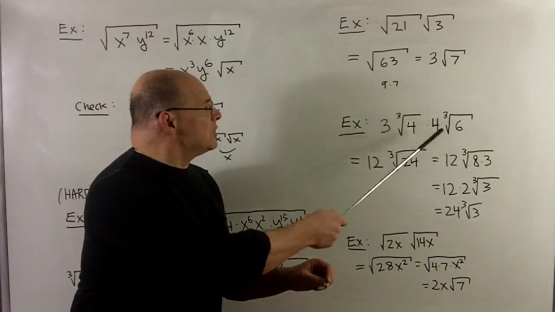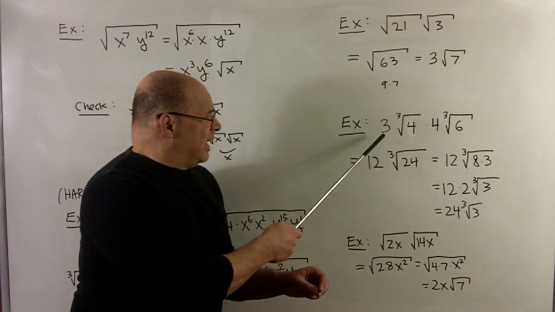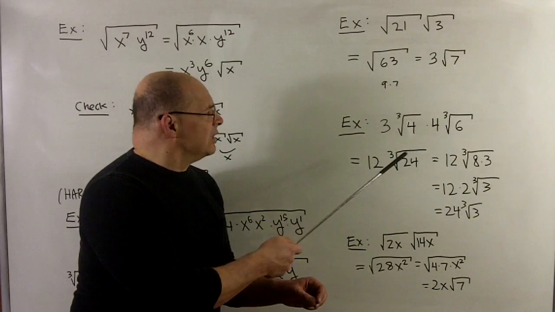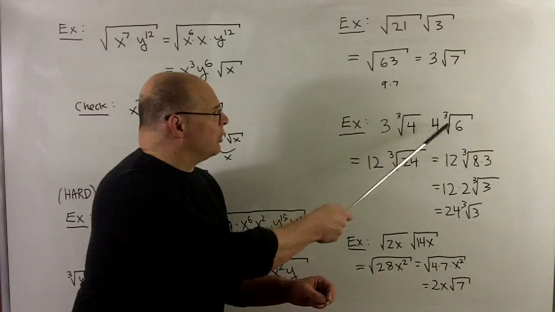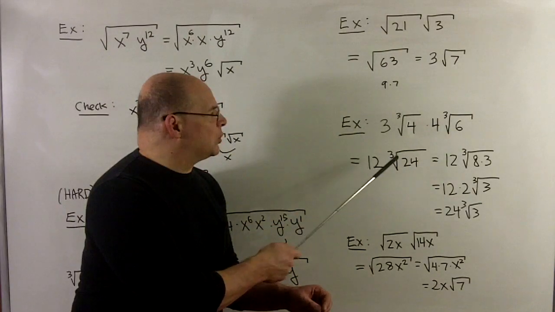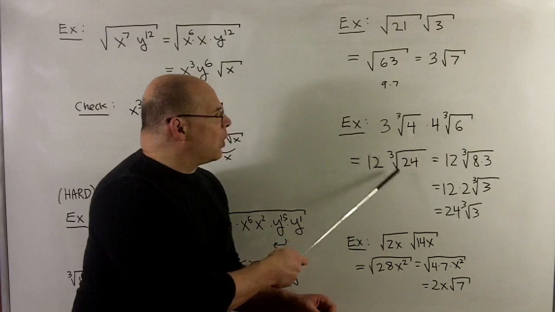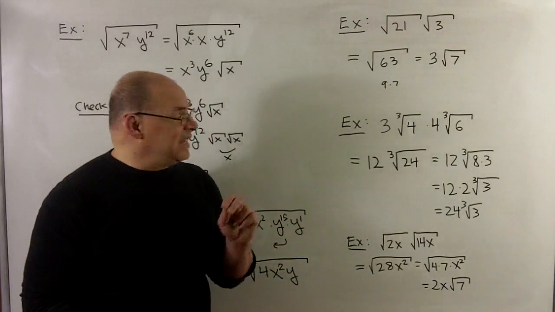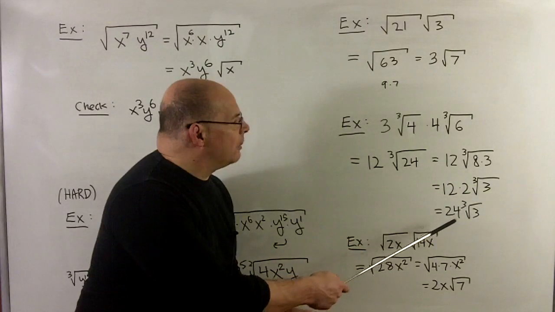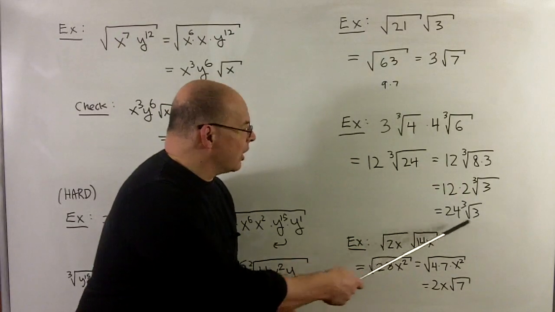With cube roots, same idea. We can take our example here, 3 cube root of 4 times 4 cube root of 6. We use our product rule to combine the cube roots. So that'll give us a 12 cube root of 24. 24, the largest cube that divides that is an 8. I could pull that out as a 2, and we get 24 cube root of 3 as our answer.